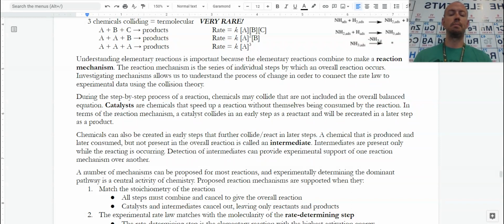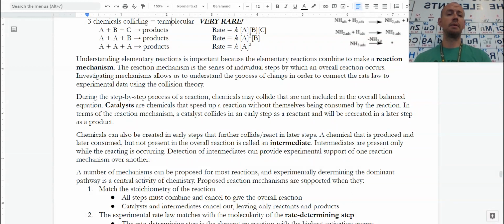A catalyst would appear in elementary steps and would appear in the mechanism. They speed up the reaction without being consumed, meaning that we don't have to write them as a reactant or product. So, in terms of a mechanism, a catalyst would be used in one of the early steps. It would collide, it would react, it would be involved in the breaking and making of the bonds. But then in a later step, we would remake it or recreate it as a product. So overall, although it's used, it doesn't change, it doesn't have a net change.